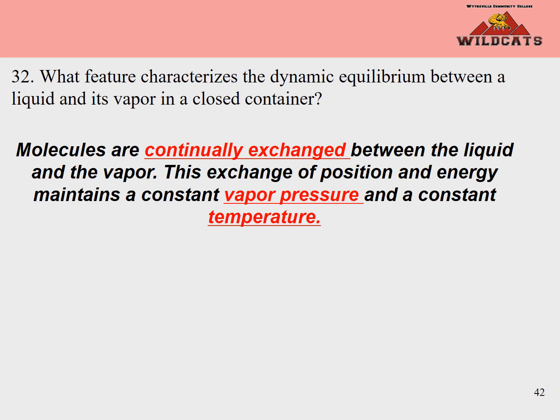So what feature characterizes the dynamic equilibrium between a liquid and its vapor pressure? One, molecules are continually exchanged. That's why it's called dynamic equilibrium. And two, a constant vapor pressure at a constant temperature. So there's a direct relationship between the temperature and the vapor pressure.